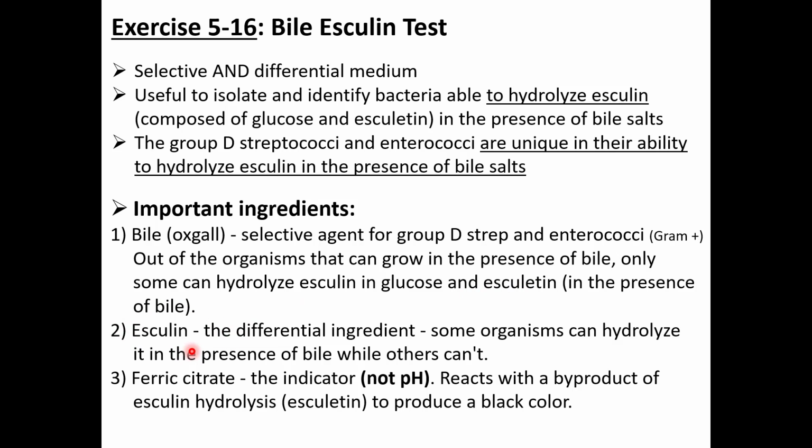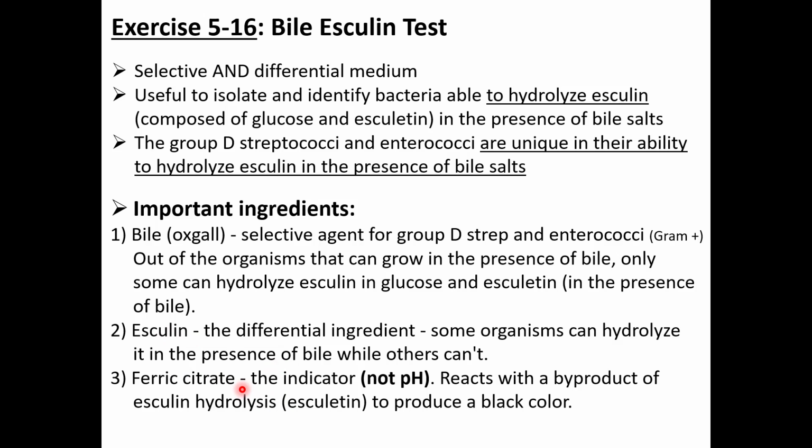So now esculin then is going to be our differential ingredient, because if the bacteria grows, that's fine. They can tolerate the bile salts in there, but then it's not just that. They have to be able to break down esculin in the presence of bile. And then when they do that, we have to find a way to see it, because everything for those differential media is going to be related to visual indication of the results.